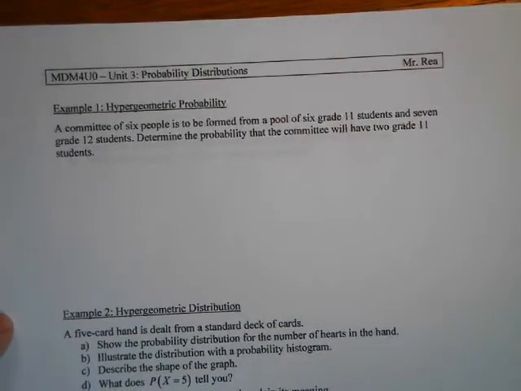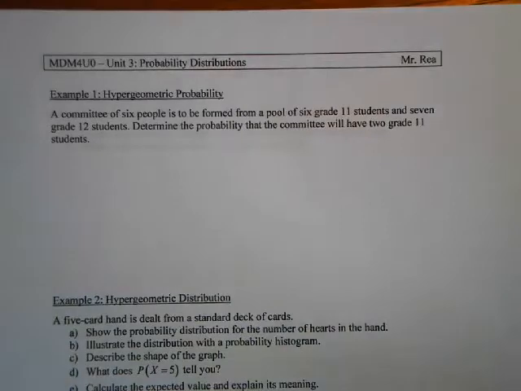Okay, a committee of 6 people is to be formed from a pool of 6 grade 11 students and 7 grade 12 students. Determine the probability that the committee will have 2 grade 11 students.